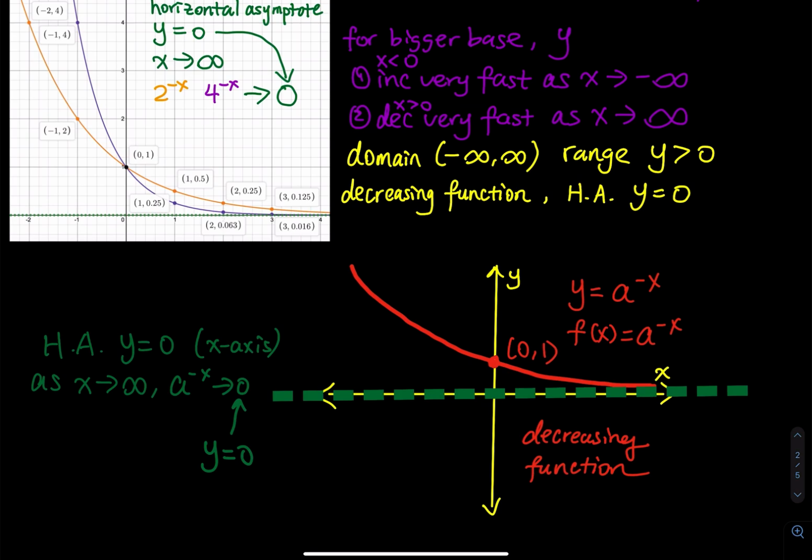And then the horizontal asymptote, this one I put in a green dashed line. The horizontal asymptote, HA, is y equals 0. As x approaches positive infinity, the function approaches 0. This 0 is y equals 0, and then the entire function is a decreasing function.